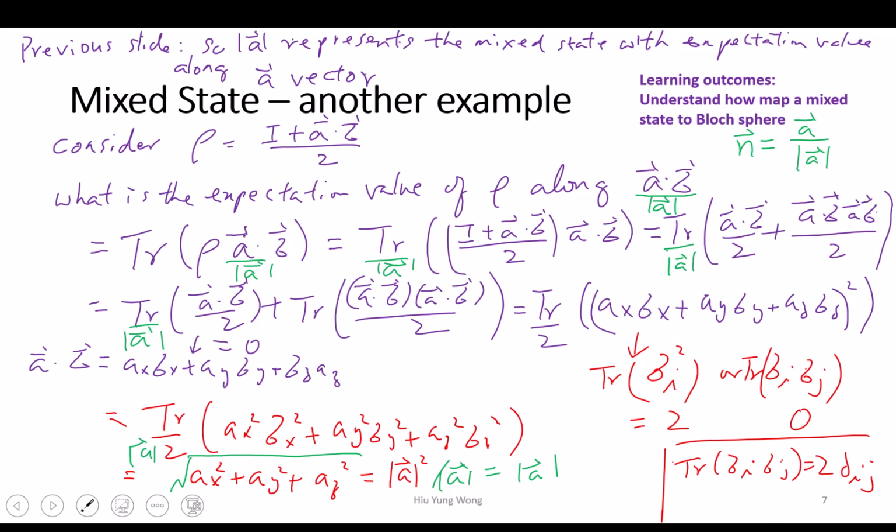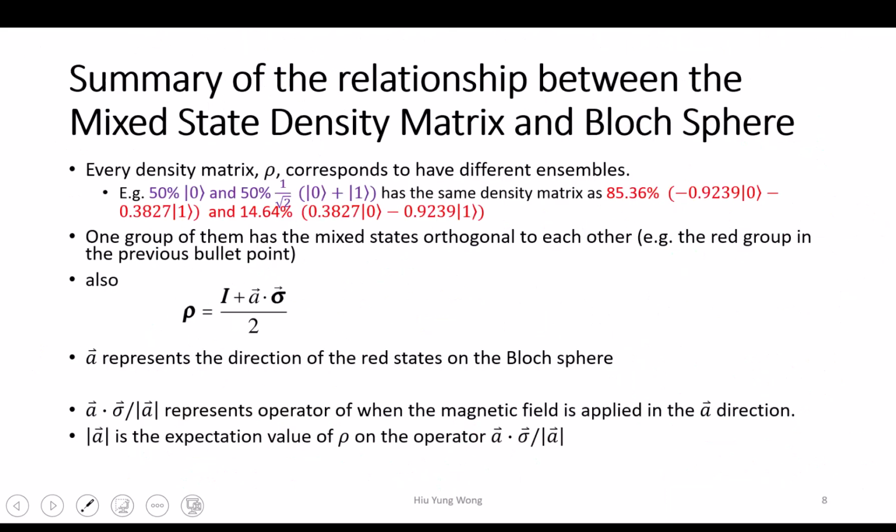Let's take a look. I know this is messy. I think this is what I want to show. Let's look at, again, the summary. I try my best to explain. It's difficult. I hope you just ask me if you have questions. The relationship between the mixed state density matrix and the Bloch sphere. Definitely, a density matrix we cannot plot on the Bloch sphere, right? Because the Bloch sphere represents the state, so you can only put the real pure state.